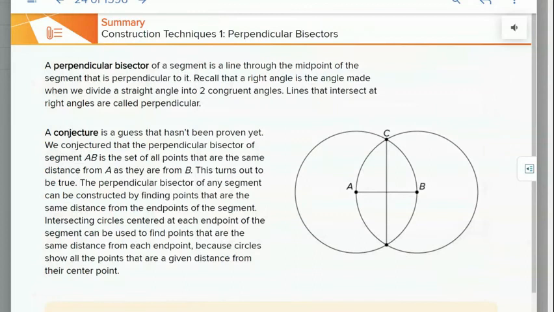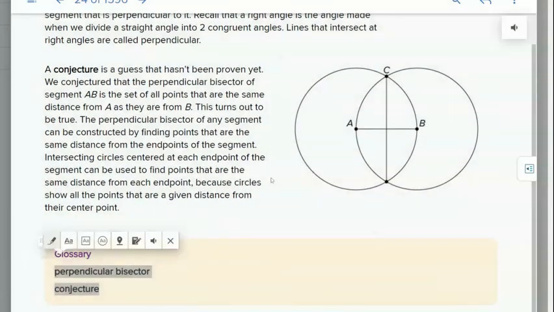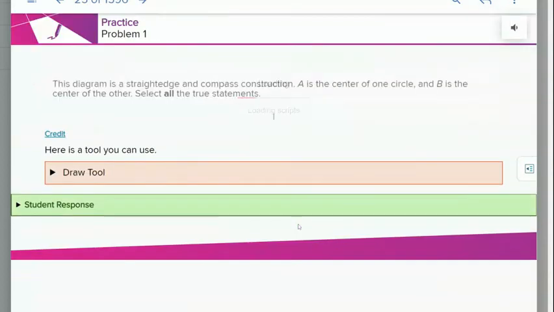Okay. All right. So make sure you understand these two ideas. Definitions: perpendicular bisector, you should be able to identify that. And conjecture, which is a guess that hasn't been proven yet. All right. So practice problems.